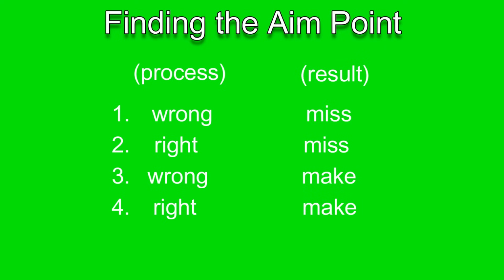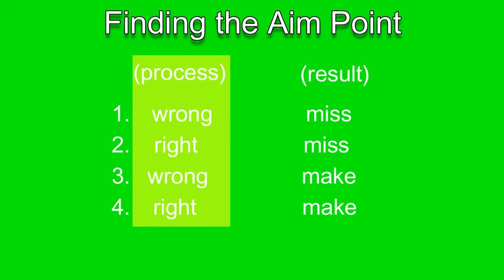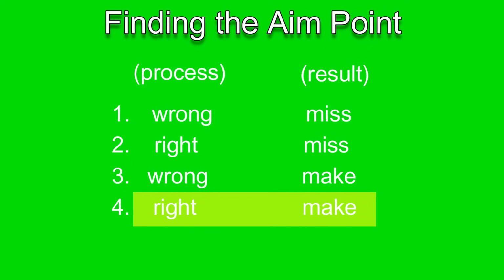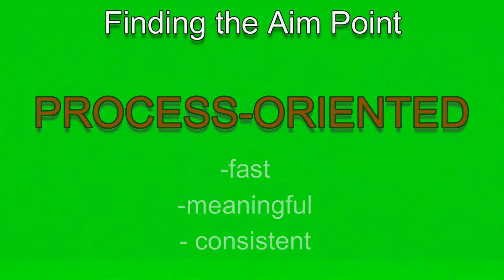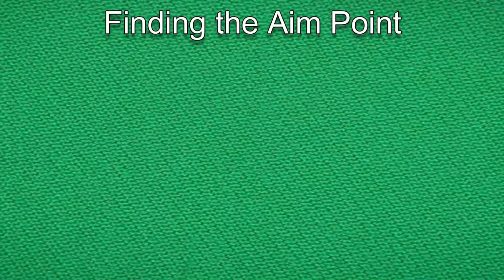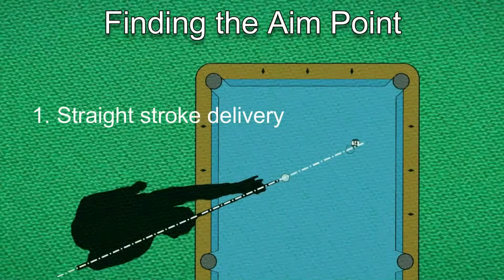Only when your aim and your fundamentals, the process, are done correctly and you make the ball, are you beginning to learn in a way that can be repeated during competition. In my opinion, process-oriented training rather than results-based training is the quickest way to achieve meaningful and consistent results. Let's get started. Step number 1, learn to stroke straight.